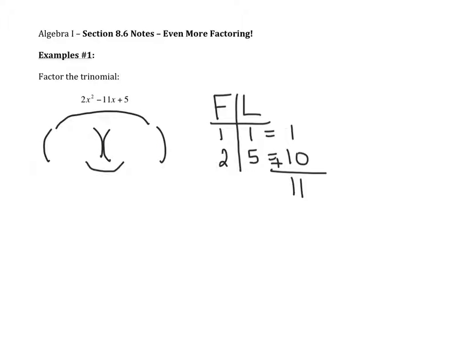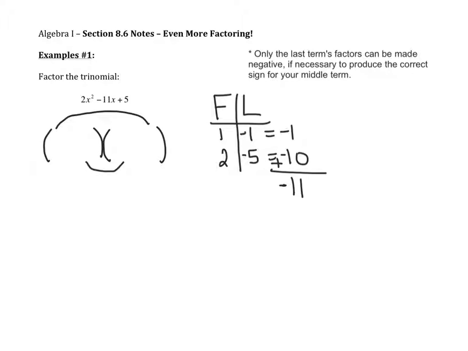So I could make the 1 negative and the 5 negative so that I would get 1 times negative 1 is negative 1 and 2 times negative 5 is negative 10, and then I would get negative 11 in the middle. So it's only the last term factors that you can make negative. So again, only the last term's factors can be made negative if necessary to produce the correct sign for your middle term. So now it's just a matter of placement.